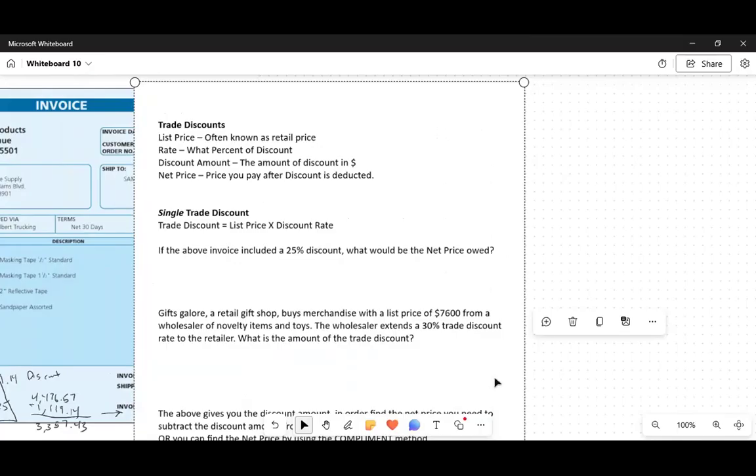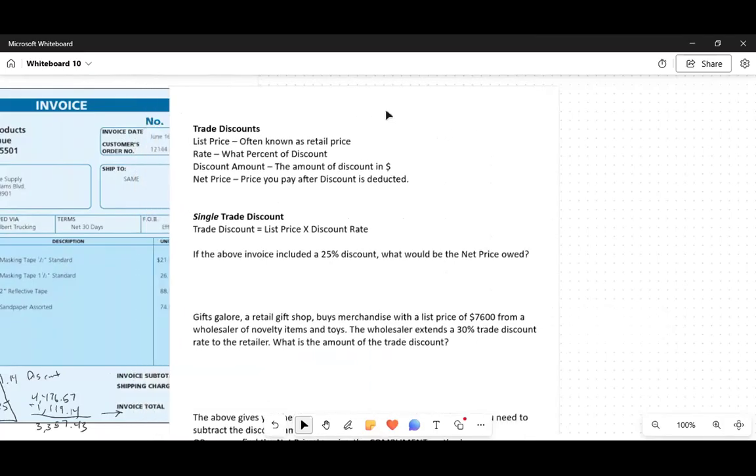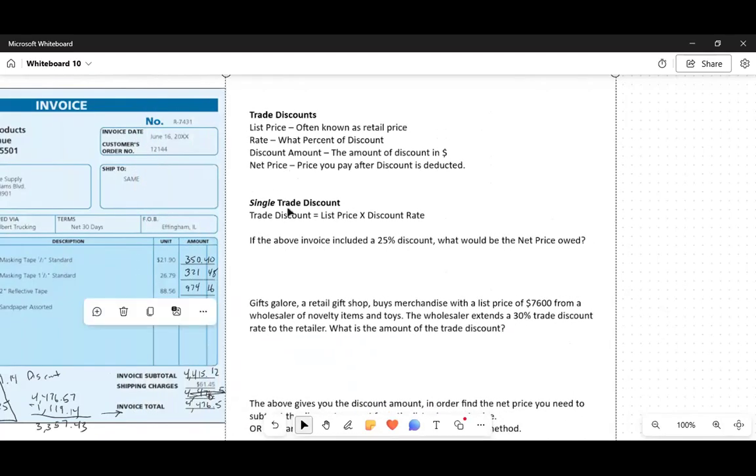The rate is what percent of discount you get, or you might call that the discount rate. So if they say I'm going to give you a 25% discount rate, that's what we said on the invoice that we were looking at. In fact, let me move this over just a little bit so we can see the prices again. All right, and then the discount amount is how much did I save? In this case, I saved $1,119.14. And then what was the net price? The net price was $3,357.43 because I got to deduct the discount amount.